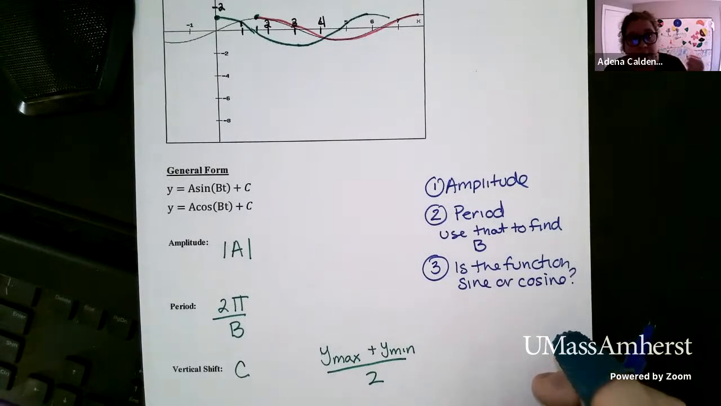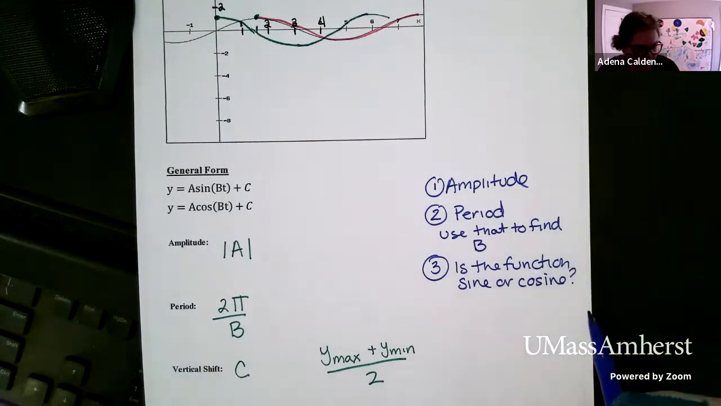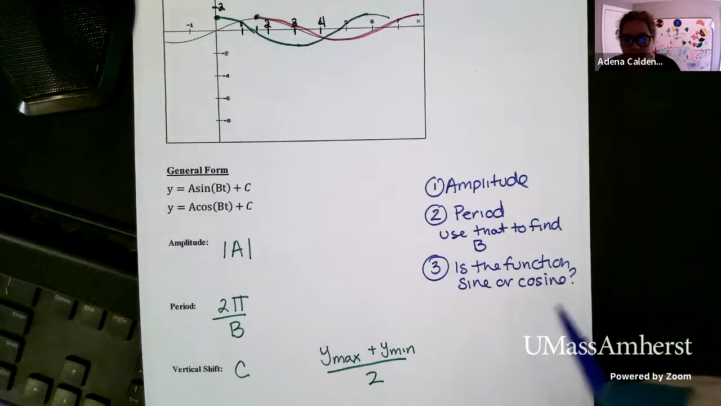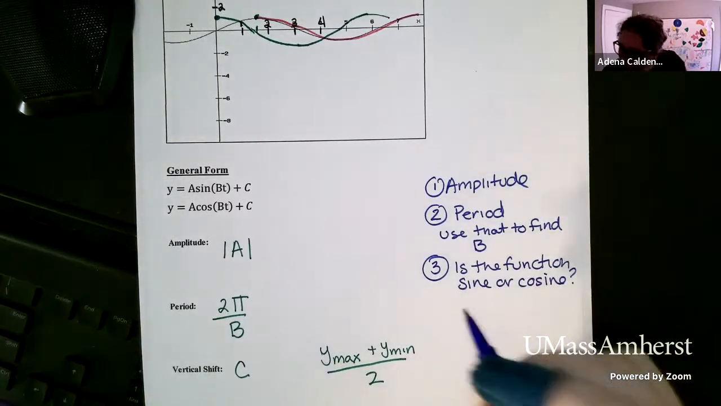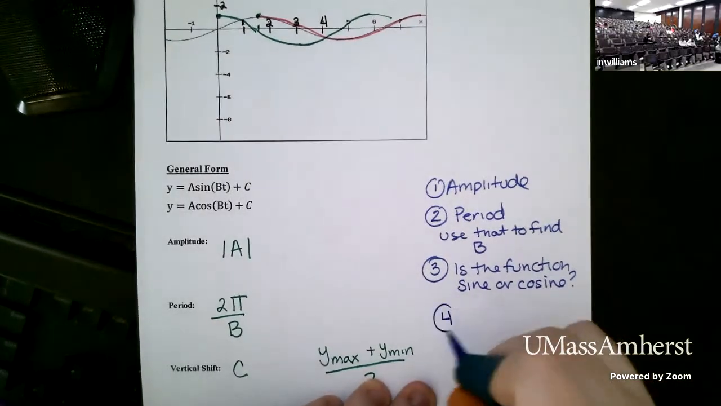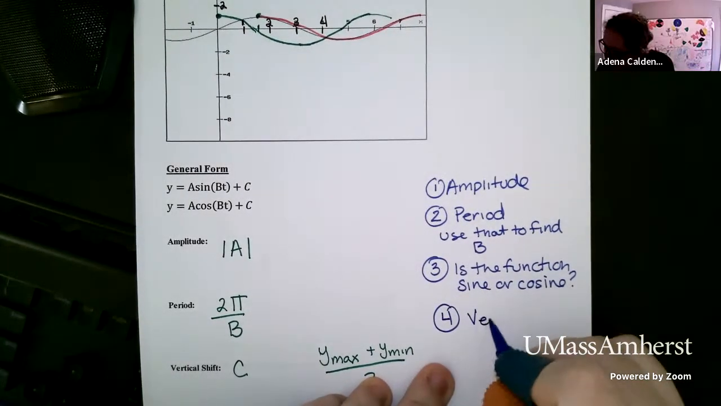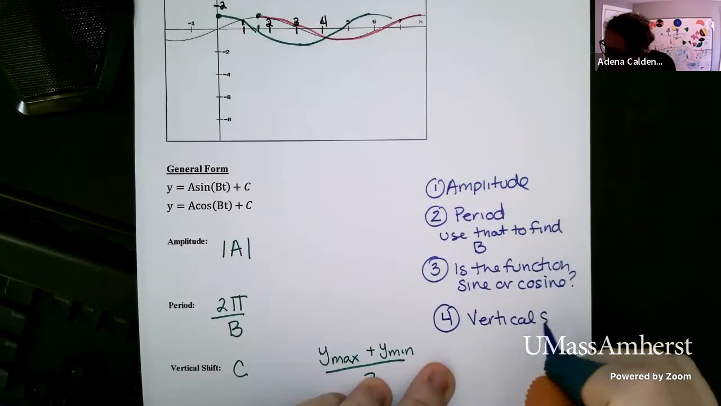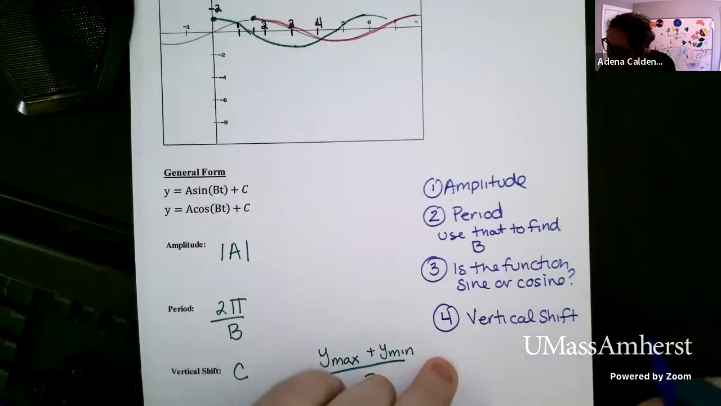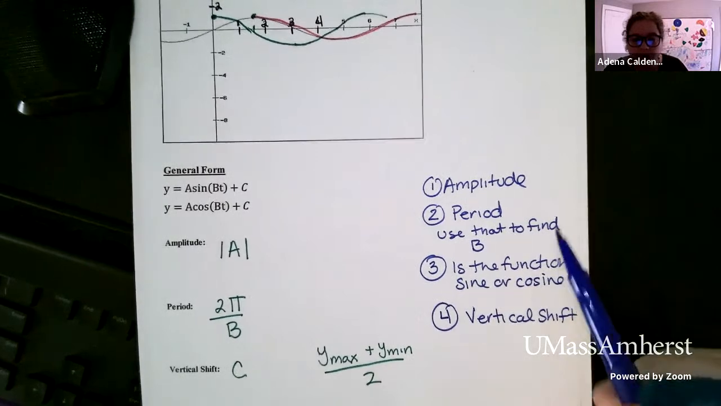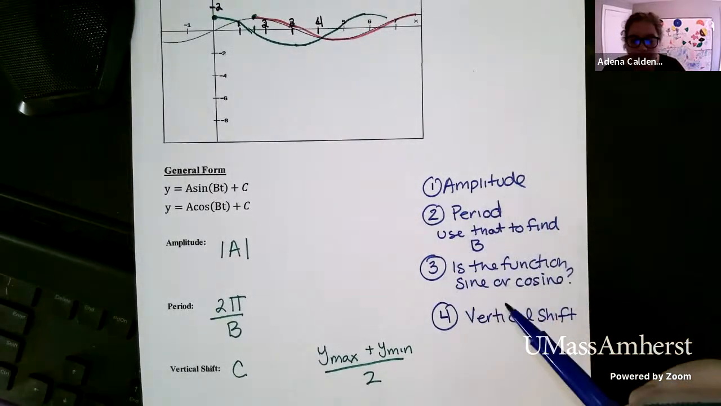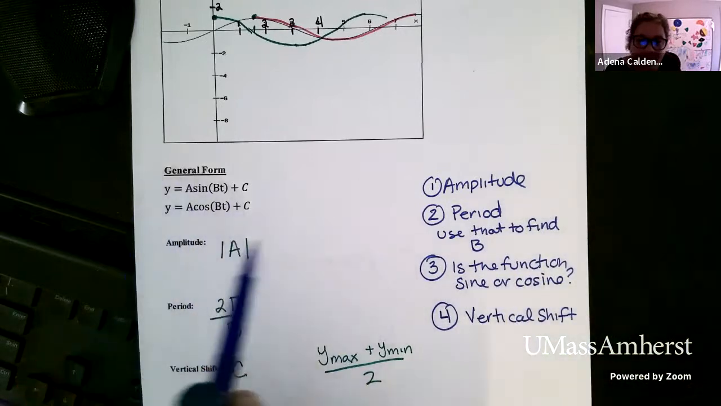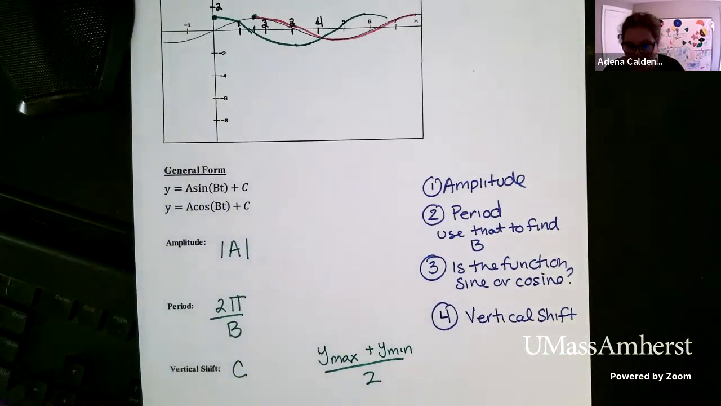Okay, so we need to figure out, again, the way that I always look at it is: is it at a maximum or a minimum at 0? If it is, then we're talking about a form of cosine, either positive or negative. If it's the midline, then we're talking about sine. And then we also need the vertical shift. Okay, so these are the 4 things that we are trying to determine from the picture to put it all together to find the general form for the model.